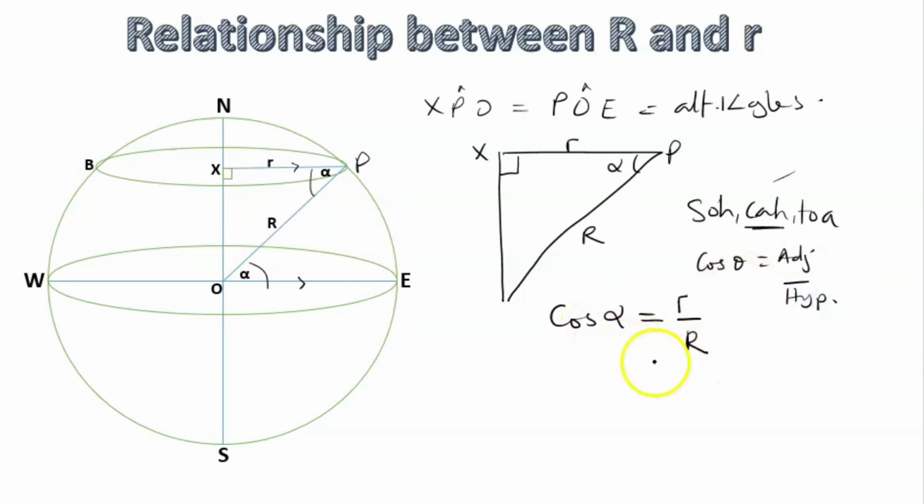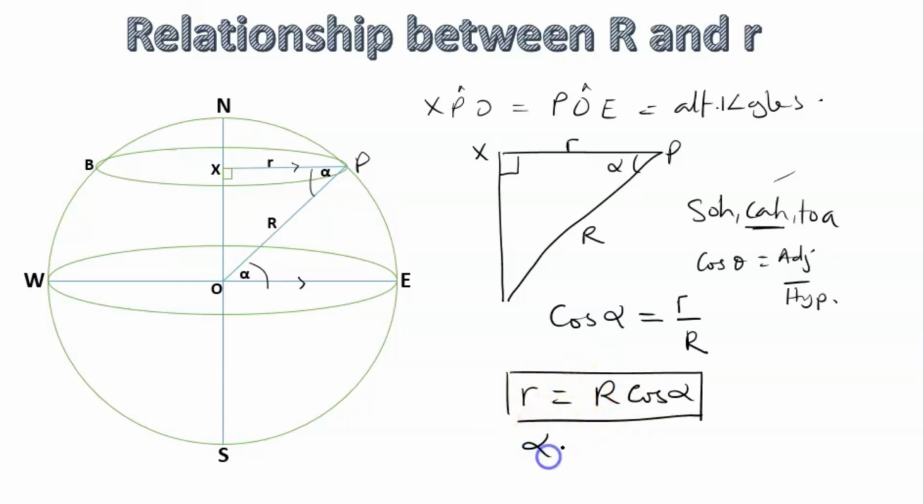All right, so when we cross multiply, we have that r is equal to the bigger R multiplied by cos alpha. Now this is a relationship that we are trying to establish, a relationship between R and our small letter r. This is the radius of the great circle, and this is the radius of the small circle.